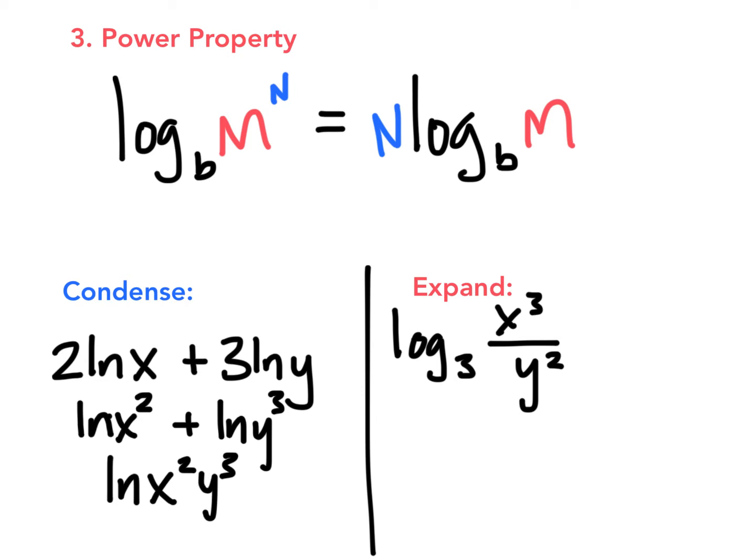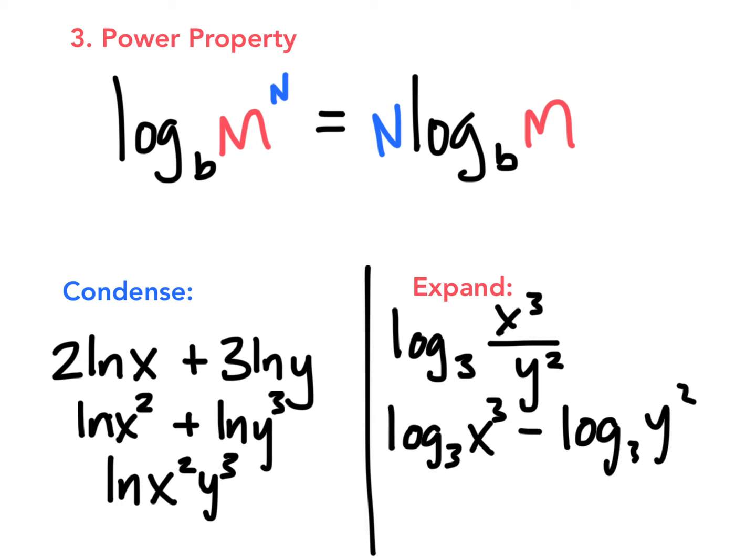Over on the other side with the expand, I know whatever is in a denominator will be subtracted. So I'm going to do the log base 3 of x cubed minus the log base 3 of y squared. And then let's just move their exponents in front. 3 log base 3 of x minus 2 log base 3 of y.